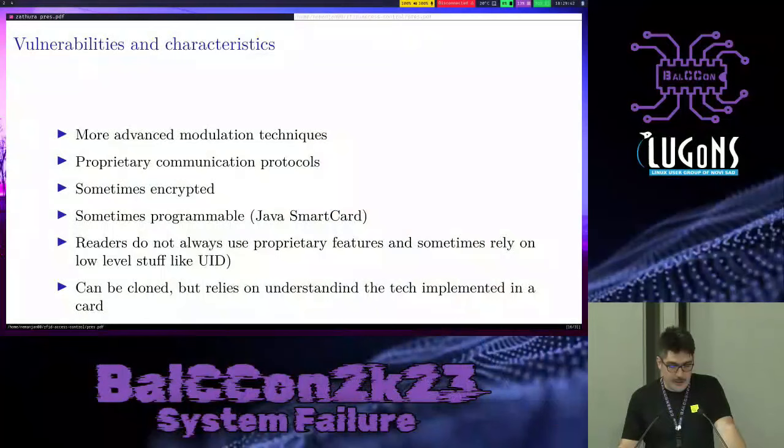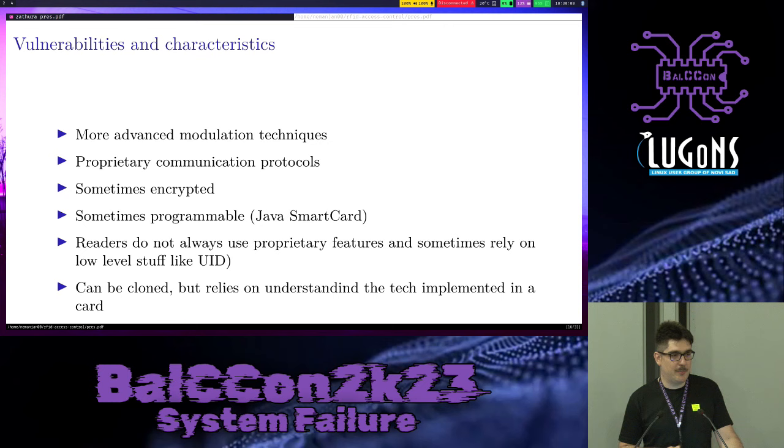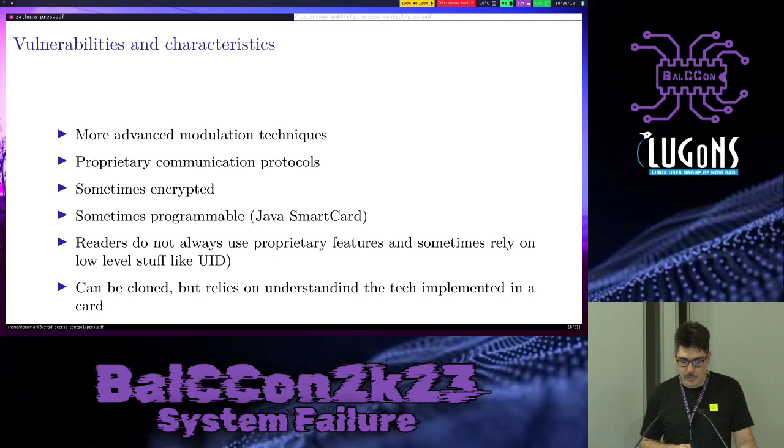Vulnerabilities and characteristics. They are a lot more advanced in terms of features, which means it's really hard to implement a reader that can read all of them. They support proprietary communication protocols. They are sometimes encrypted, sometimes programmable, like Java Smart Card. At least we have a reliable way to talk to them, but we don't always know what the commands are on them. Readers do not always use proprietary features of the card.